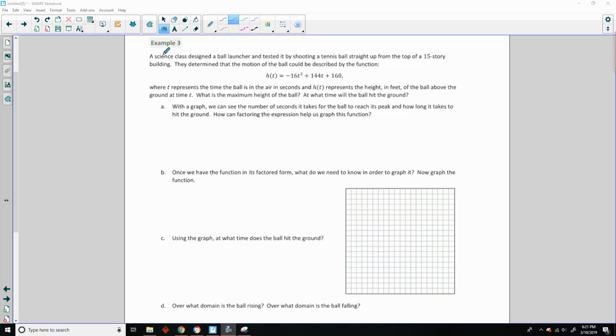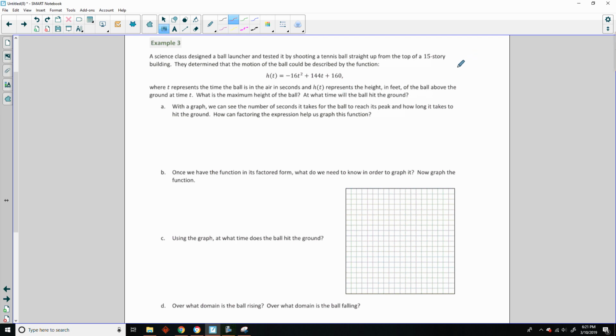So that's always going to be negative 16 t squared because that's gravity. And the 160 in this case is where we shot it from. The top of a 15-story building, so we're at 160. That's our y-intercept, where t represents the time of the ball in the air in seconds, and h of t represents its height in feet of the ball above the ground at time t. What is the maximum height of the ball? What is the time that the ball will hit the ground?